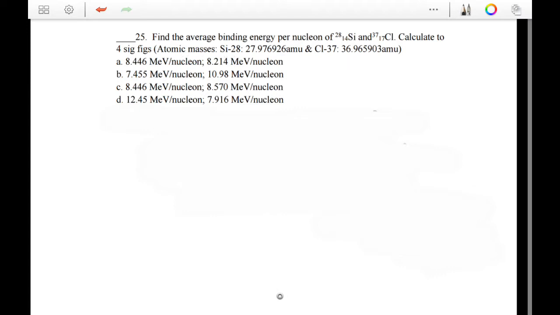So what we're going to do here first is we need to calculate the mass defect, and then once we have the mass defect, we can use it to find the binding energy, and thus find the binding energy per nucleon. So we're going to start off with the mass defect equation, which is the number of protons, which are 14 for silicon. We're getting that from the atomic number here.